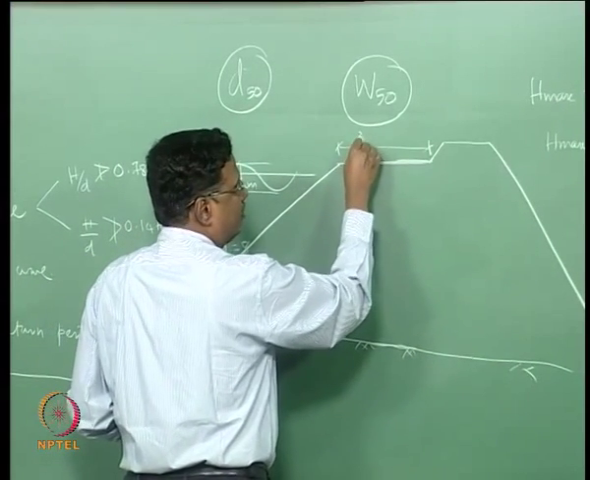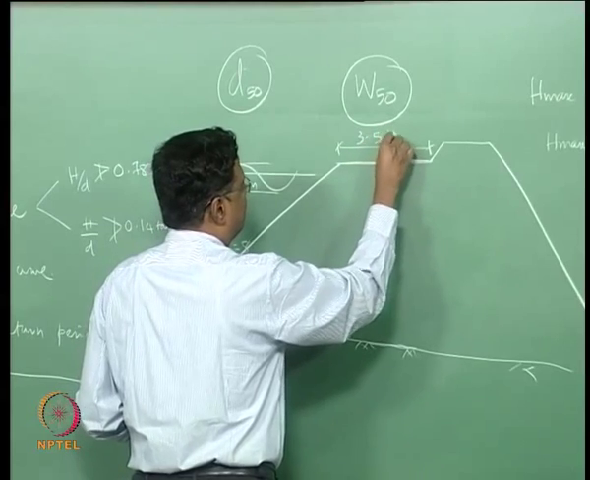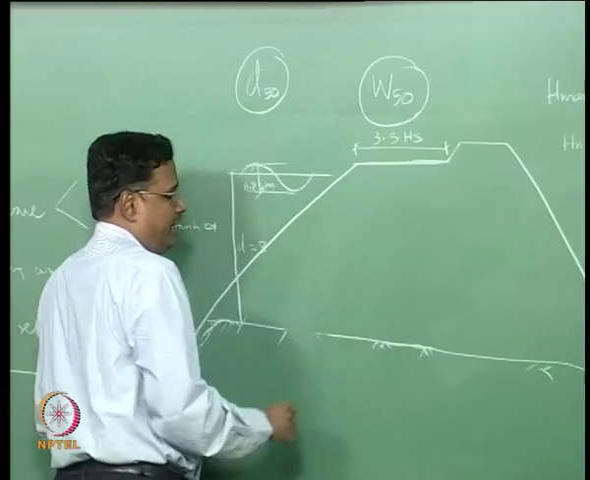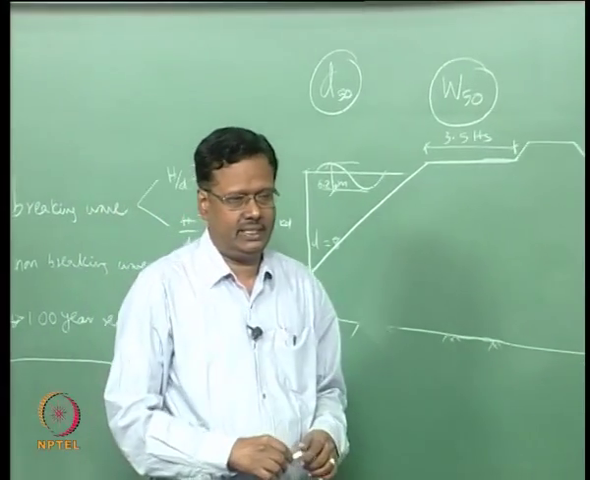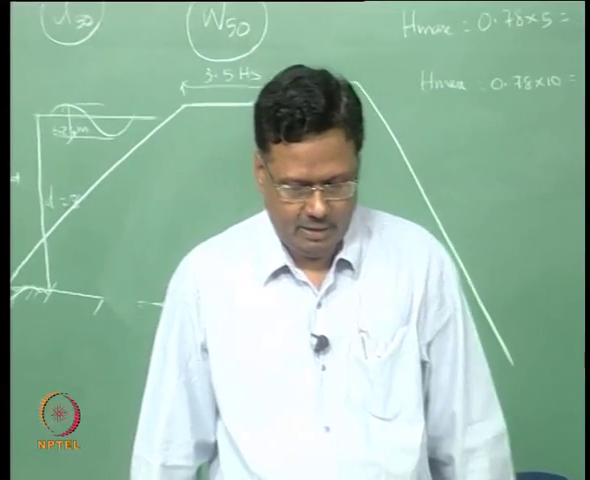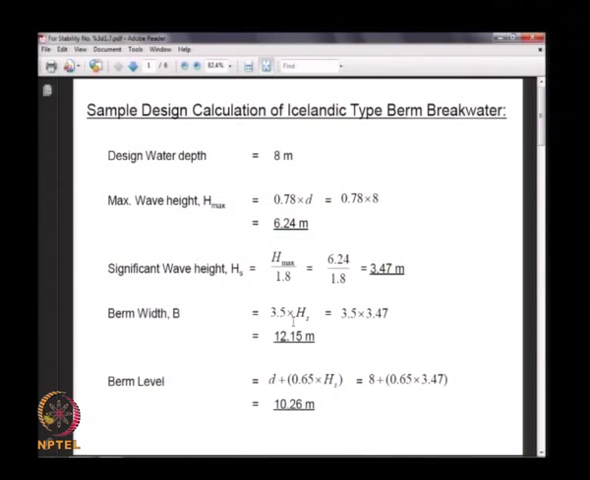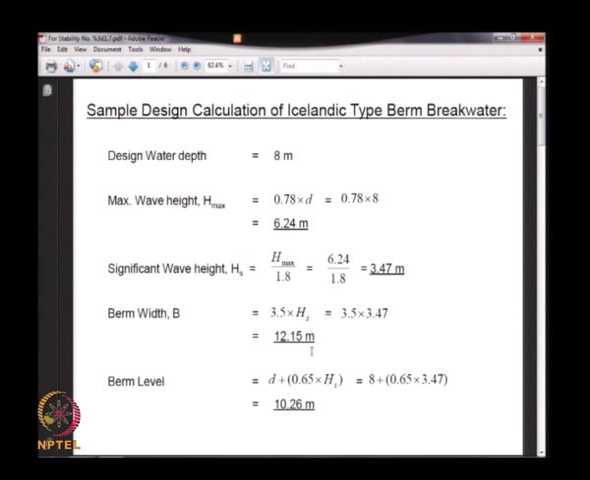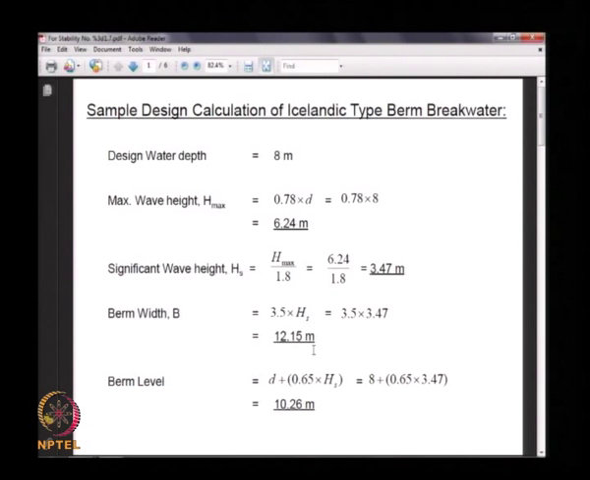This is equal to 3.5 times significant wave height. Actually there is a range, this 3.5 Hs is not a common parameter, it can vary maybe 3 to 4 Hs or 3 to 5 times Hs. So when you substitute Hs in meters, you will get the berm width as 12.15 meters. Then we have to find out what should be the level of berm.